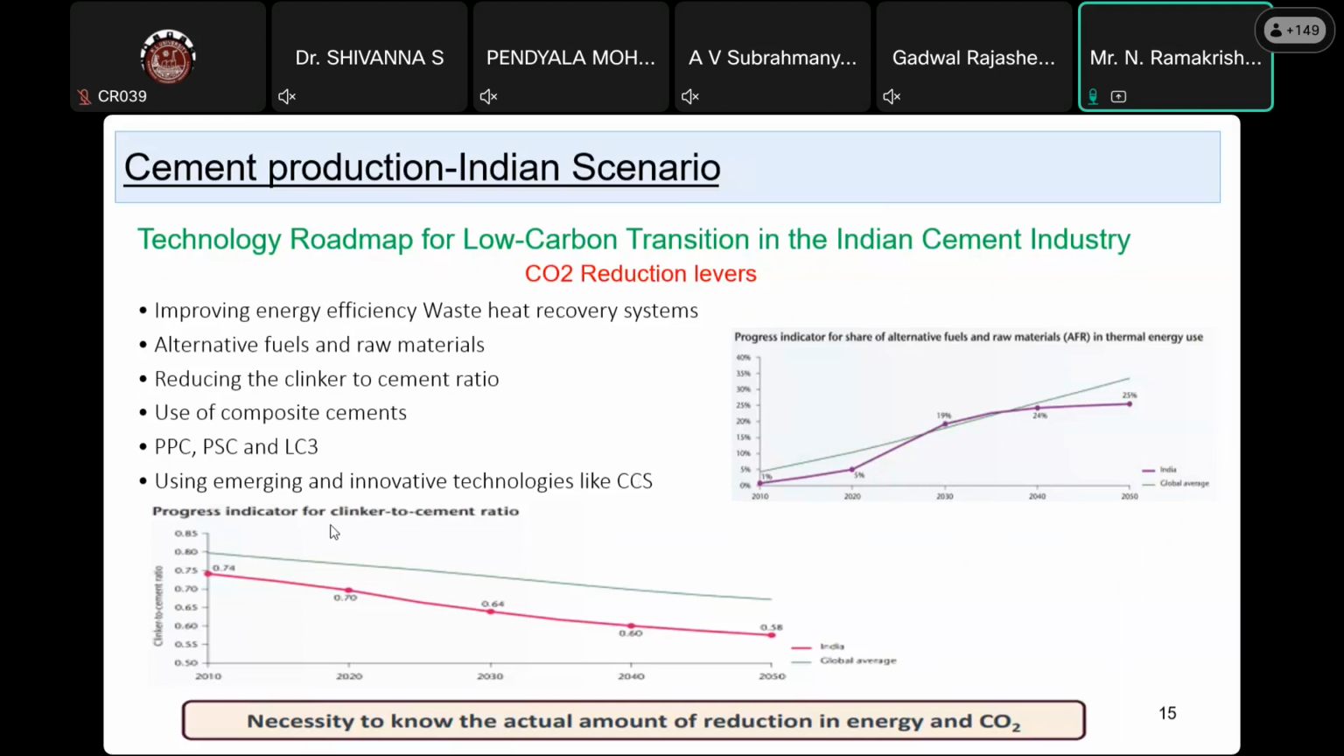The second figure shows you the clinker to cement ratio. In general, normal OPC, ordinary Portland cement, has 95% clinker, and 5% will be gypsum. So these points you need to take into consideration.